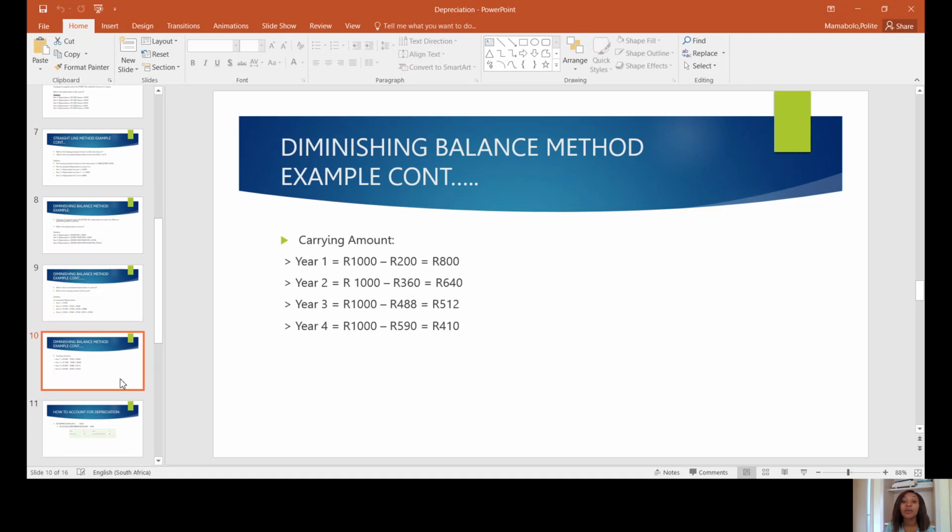So you say 800 multiplied by 20%. And at the end of year 2, our carrying amount is 640. You take the 640 to year 3 to calculate your depreciation for year 3, which is 640 multiplied by 20%, and you get whatever the amount, but the carrying amount at the end of year 3 is 512. So just take note of the carrying value and how you calculate it when you're dealing with the diminishing balance method, because that is very important.